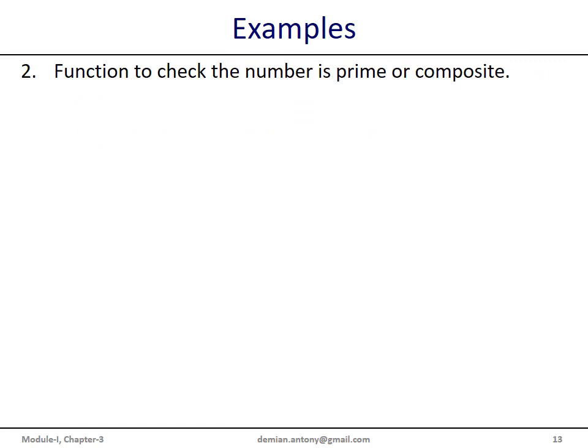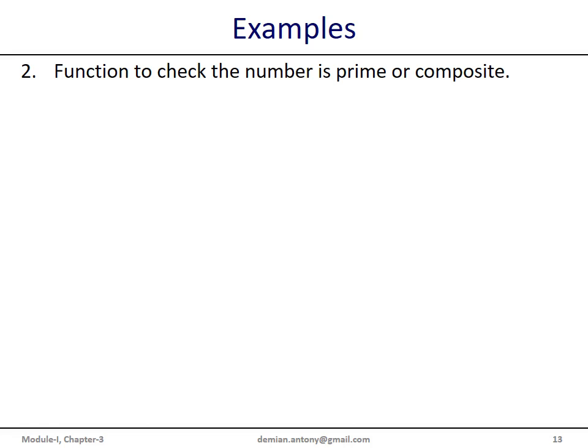Let us take up the second programming example. Let us write a function to check whether a number is prime or composite. What is a prime number? A prime number is a number which is not divisible by any other number other than 1, and all the numbers other than prime numbers are called composite numbers because they are divisible by other smaller numbers.